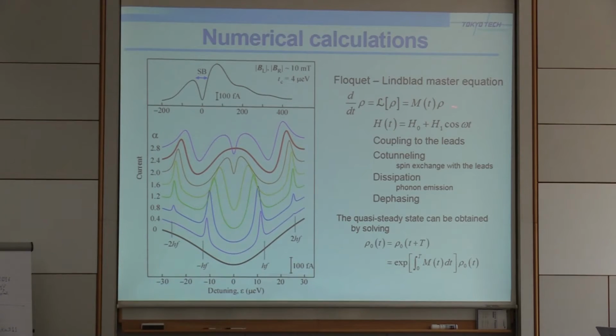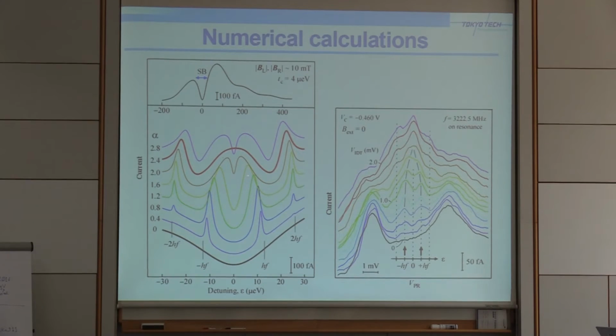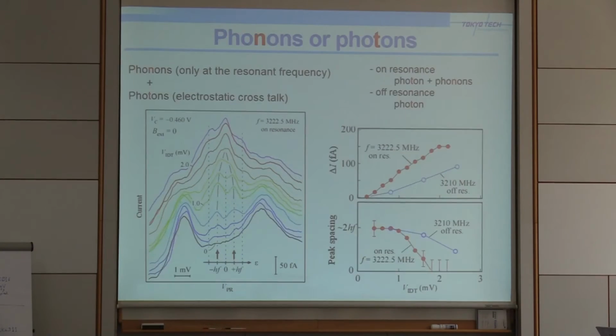In addition to the previous Hamiltonian, we considered some dissipative processes, such as coupling to the lead, cotunneling, dissipation, or dephasing. By solving this master equation, we can reproduce the zero field spin blockade in the upper panel. If you zoom in on the central region and increase the RF amplitude, the spin flip phonon assisted tunneling is also reproduced. And these two peaks merge into a single peak, which is also consistent with our observation.